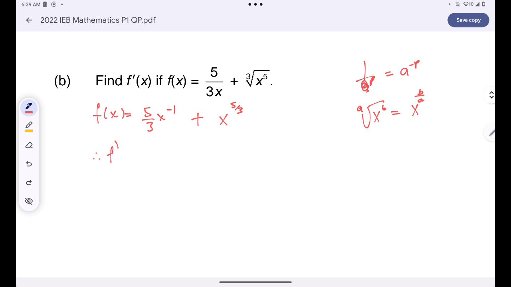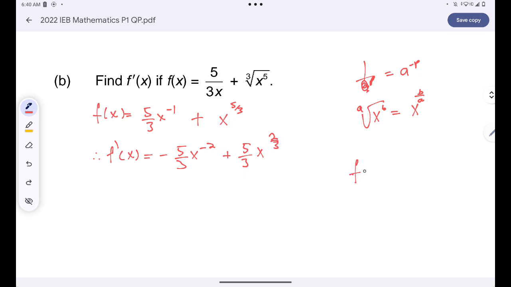I will only write f prime of x if the statement after the equal sign is my derivative. If I'm not yet deriving, I will never write f prime of x. So f prime of x is simply negative 5 over 3x to the power negative 2 plus 5 over 3x to the power 2 over 3. Which rule am I using?